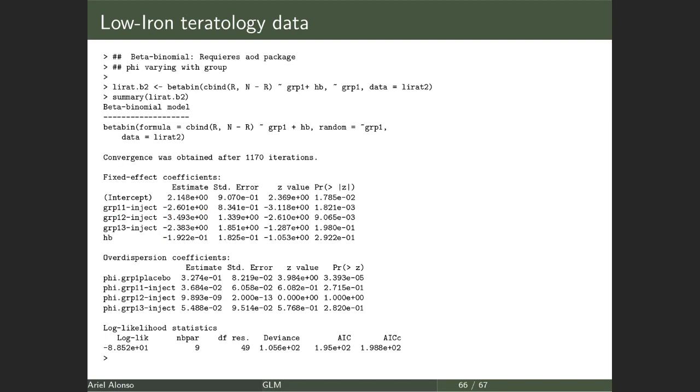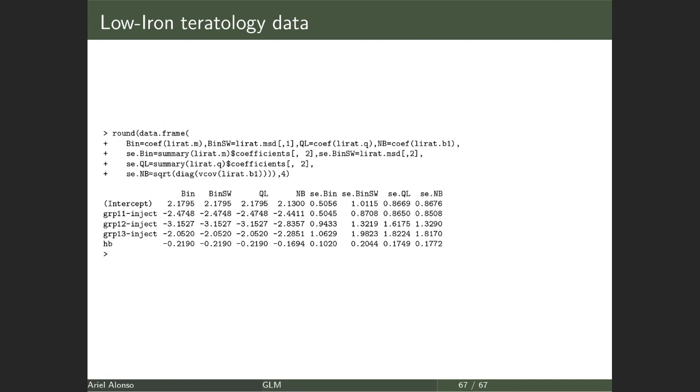Another thing that you can do is you can also try to model this intracluster correlation using group. You can see if this intracluster correlation, this overdispersion parameter, because it's the same interpretation, depends on the group. And if you do this analysis, these are the results you get. Well, they are very similar to the ones we got before, but you can see this was really not significant. Let us now put the results of all the models together.